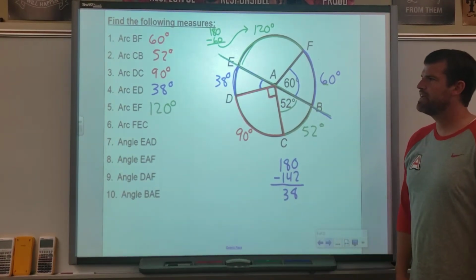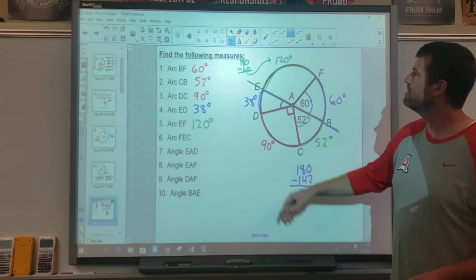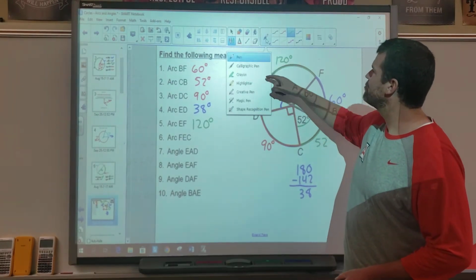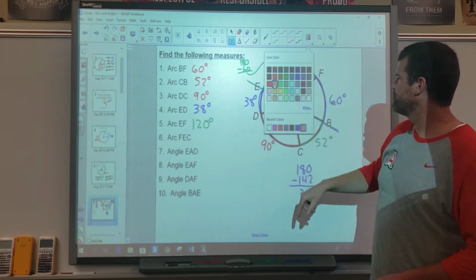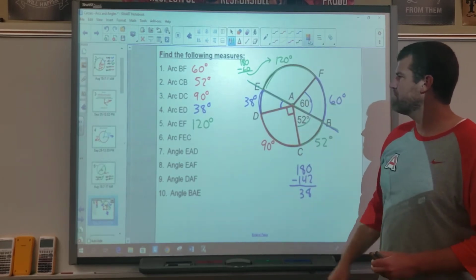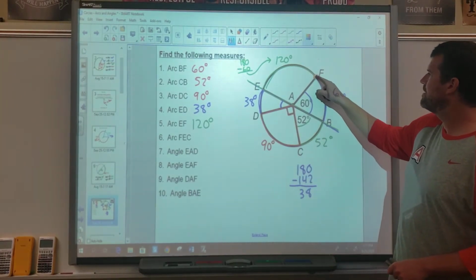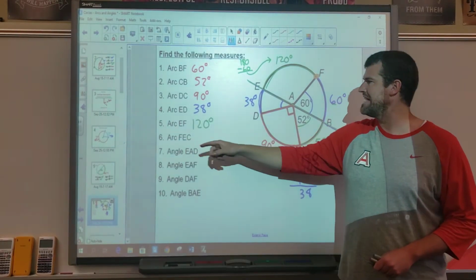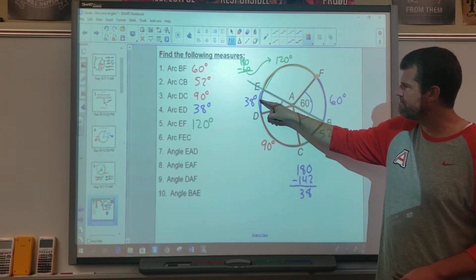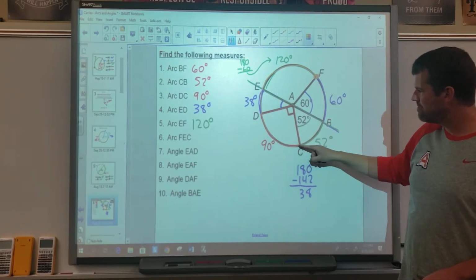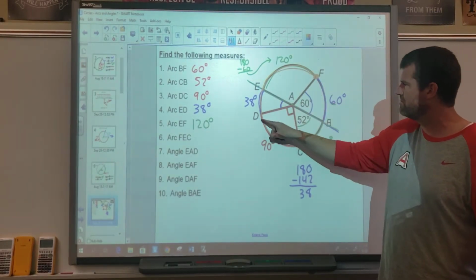Okay, the next one, I've got to be careful. It says arc FEC. You know, I need another color. Let's see what I can find here. Let's go with orange. All right, so arc FEC, now it's 3 letters. So that means I'm going to start at F, but I have to go towards E, and then I'm going to end at C. So I'm going to keep going around. Arcs are around the outside, don't cut into the middle. Arcs go around the outside of the circle.